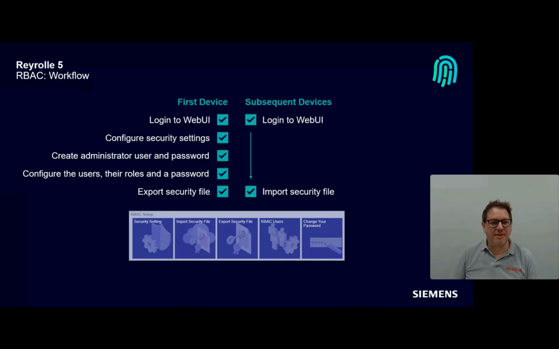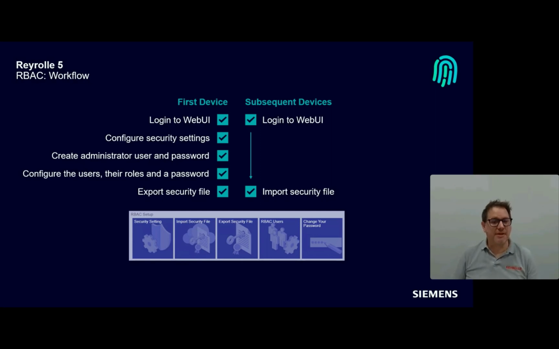So here we can see the example overview workflow. Configuring the first device is a simple process as there's no further tools required. You would log into the web user interface, you create your admin account, you configure your security settings, configure the user database, and then you would export your security file. And in a few minutes, you have your first device configured.